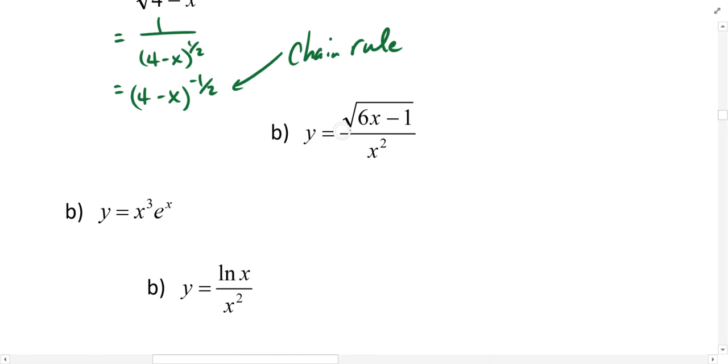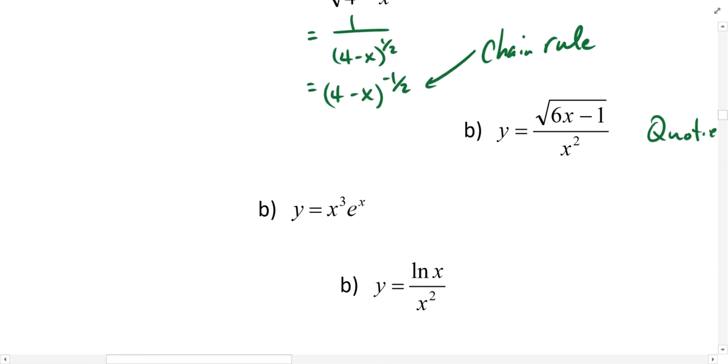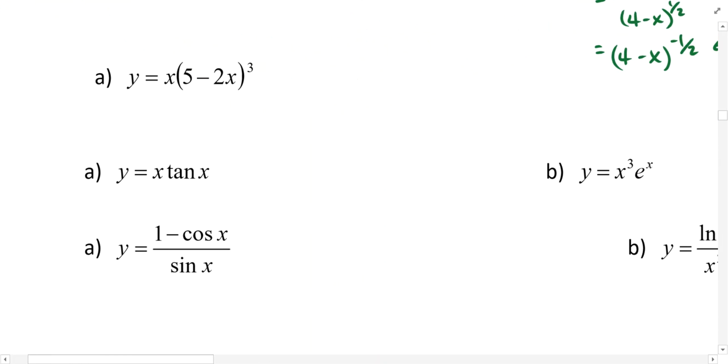For this one, I think using the quotient rule would be appropriate. You can find the derivative of the numerator using a mini chain rule and the derivative of the denominator as well, and use both of those derivatives within the quotient rule.